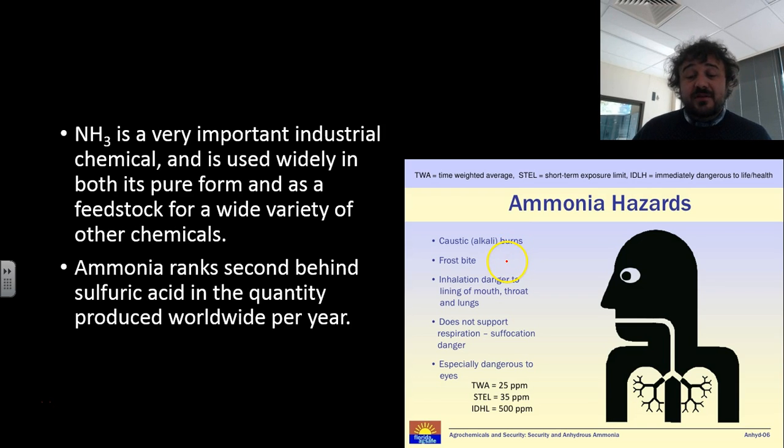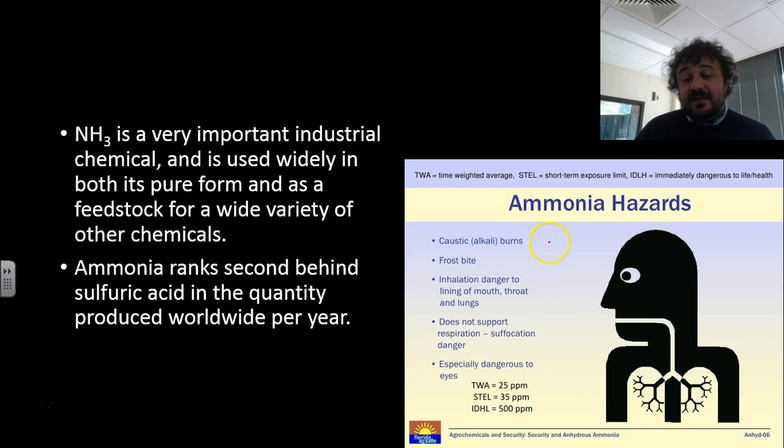Now, it's a very important chemical. It's widely used as a feedstock for a wide variety of chemicals. In other words, it's used to make other chemicals. And it is second only behind sulfuric acid in the quantity of industrial chemicals produced. So we produce more of it than anything else, with the exception of sulfuric acid.